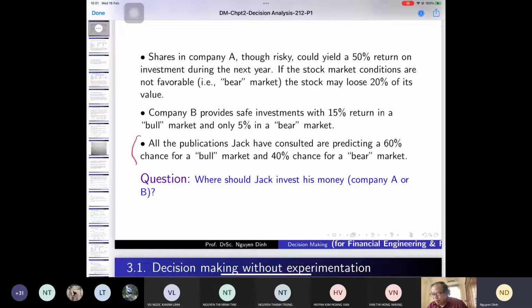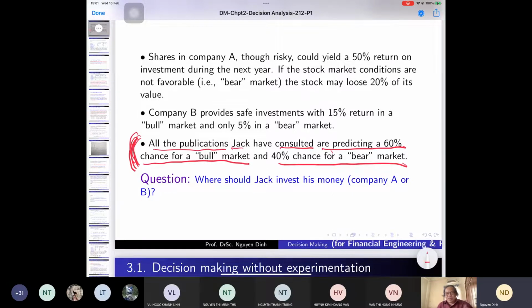And now something more. There's some more information. All the population publication check have consented are predicting a 60% chance for the bull market and a 40% chance for the bear market. If you have some more information like this, then how can we choose?